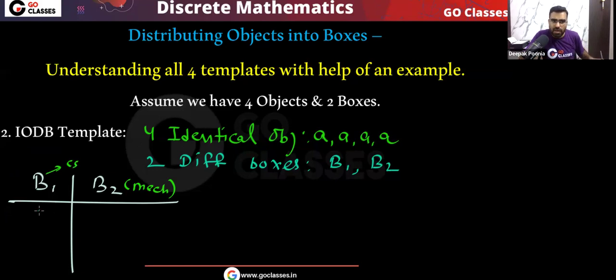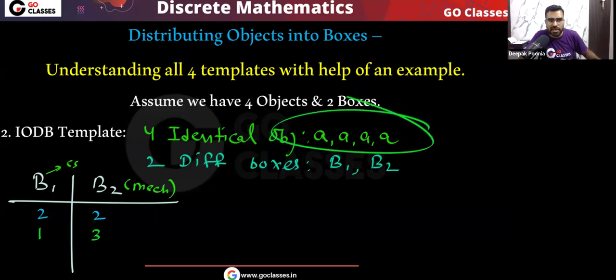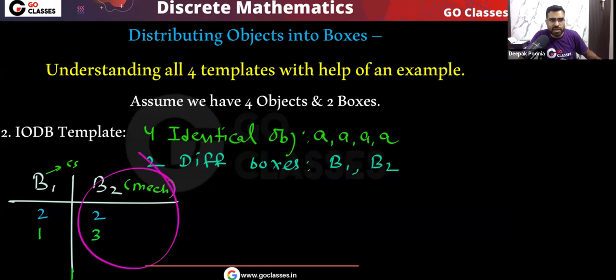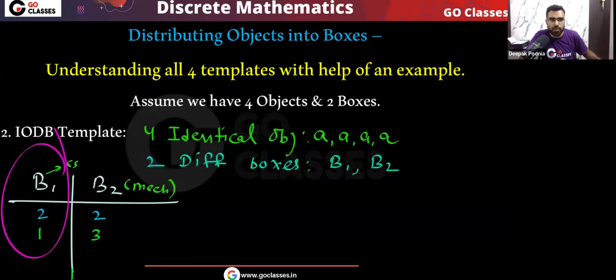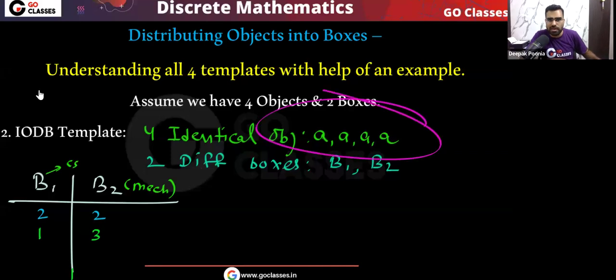For example, maybe I am putting two elements here, then the remaining two elements I will put here. Now remember, it does not matter which two elements you are putting in box B2, because all the four elements are same. So 2A will go to B1, 2A will go to B2. Or maybe I am putting one element in B1, then automatically three elements will go to B2. Now it does not matter which three elements are going to B2, because all the elements are same. What matters is only how many elements you are putting in B2 and how many in B1.